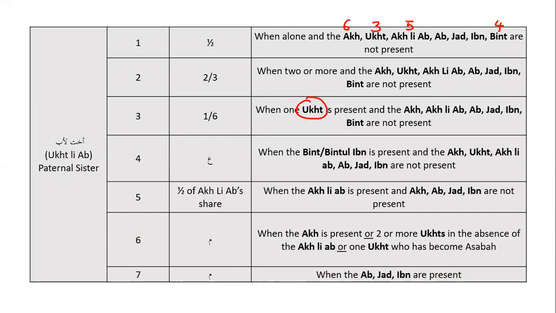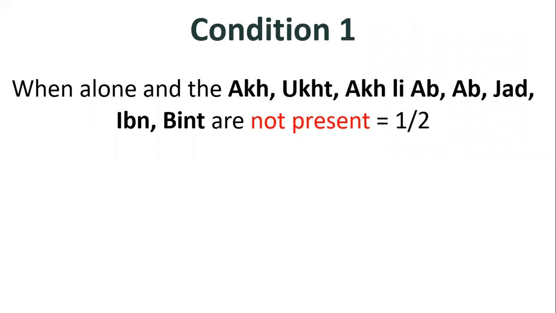So there might be a lot of things in here which are unclear. Inshallah, they will become clear through the examples and questions. So let's start again from condition number 1. When alone and the Ukht, Akh li'ab, Ab, Jad, Ibn, Bint are not present. So we're looking out for 1, 2, 3, 4, 5, 6, 7 relatives altogether. 7 relatives.